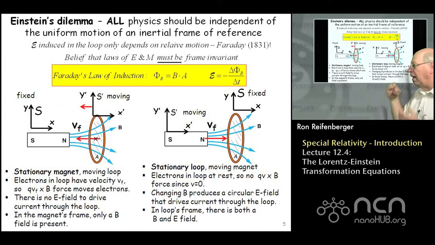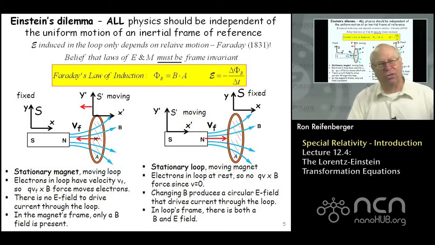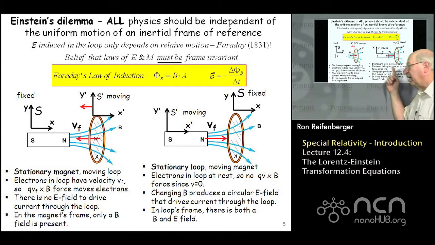Now, Einstein said, well, you should be able to discuss the problem in a different frame of reference, and that different frame of reference, S prime, could be attached to the magnet. So now this frame of reference, S prime, which used to be associated with the loop, is now attached to the magnet. The loop is held fixed, the magnet is moved. And we ask the question, what happens in this situation? Well, because the loop is fixed, the electrons in the loop essentially have no velocity. If their velocity is zero, that implies that this qv cross B force, which drove the current through the loop in the previous situation, is going to go to zero.